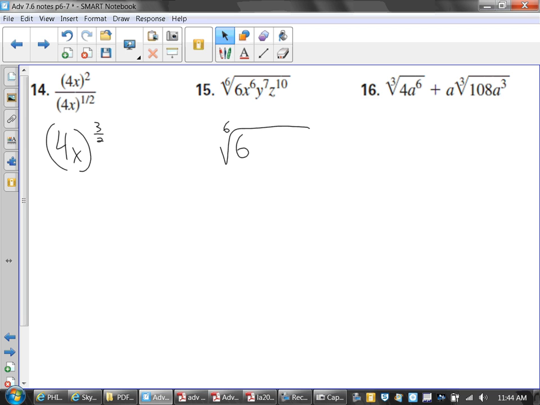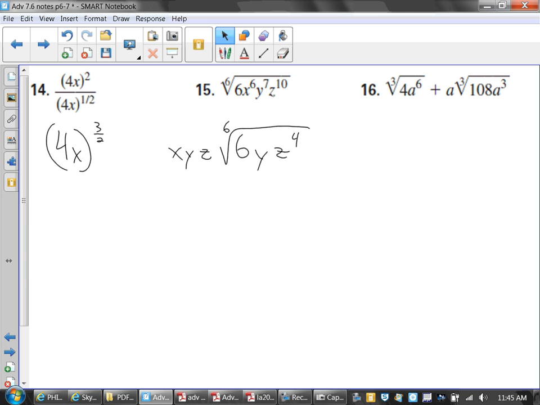6 goes into 6 how many times? Anything left over? Take out 1x. 6 goes into 7 how many times? How many are left over? 1 out, 1 in. 6 goes into 10 how many times? How many are left over? 4. Are you going to get that problem wrong tomorrow? No. Okay. Right.